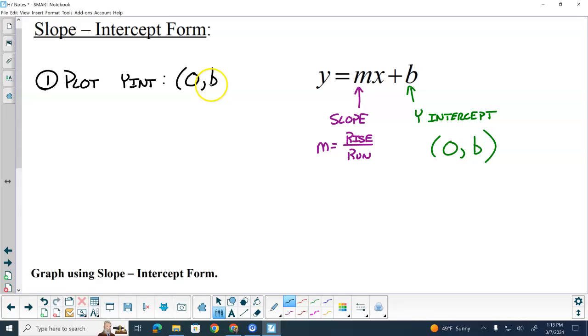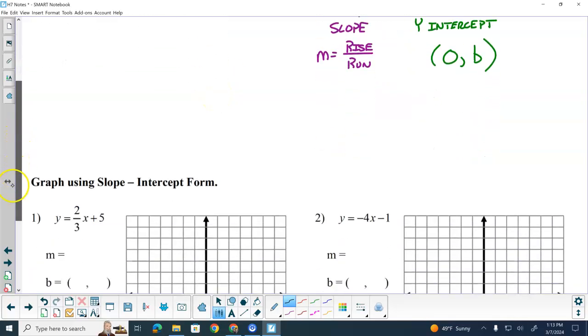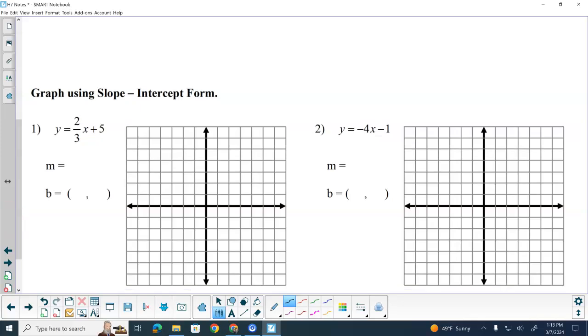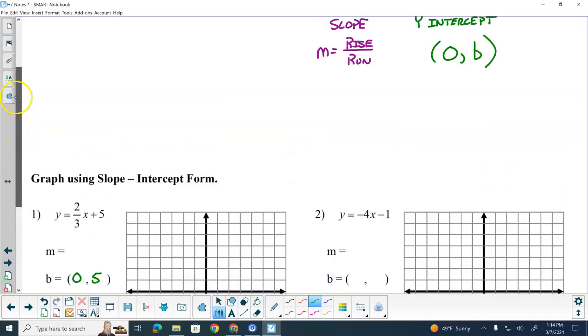Another way to remember that. So step 1, plot the y-intercept. So in number 1, Erica, what is the y-intercept? Oh, that's the slope. 0, comma 5. Yep, there we go. I like that better. Or put that in the b there. Good.